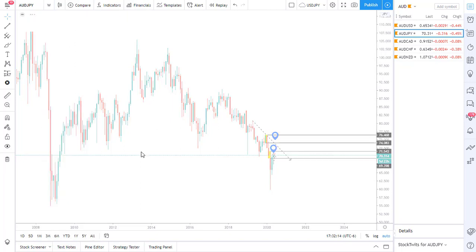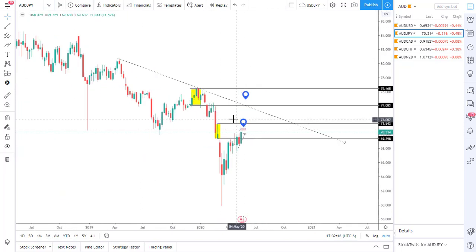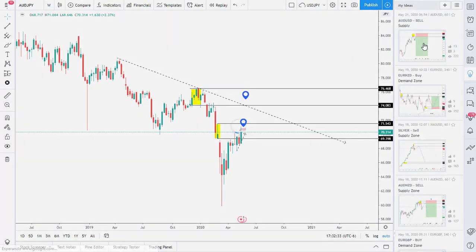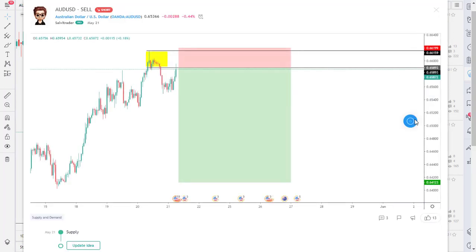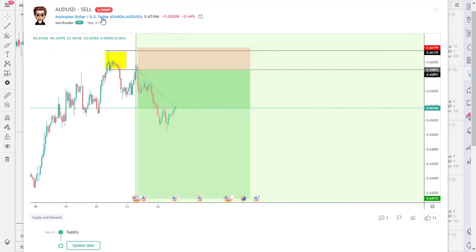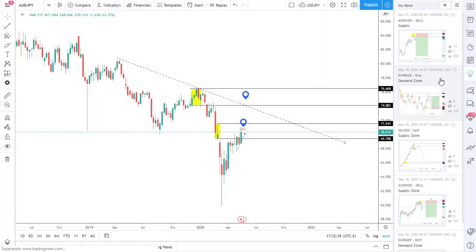Let's move to the weekly. On the weekly, we can see we have a CP there, and you know the rule says that you can use the CPs as long as the trend line is intact. So that's what we will do here, and that is what I've been doing with the other Aussies, like Aussie USD, for example. This is a signal that I shared last week on May 21st.